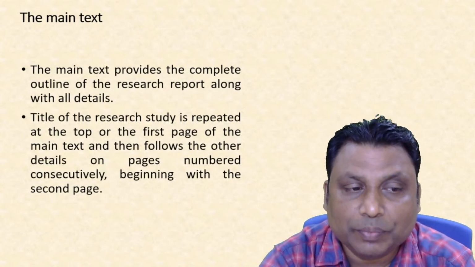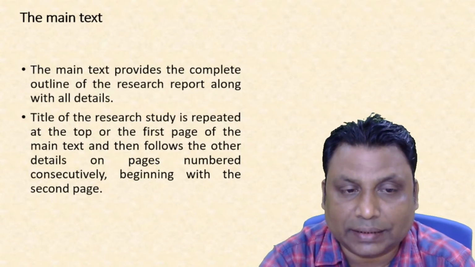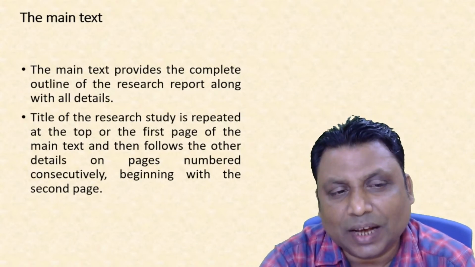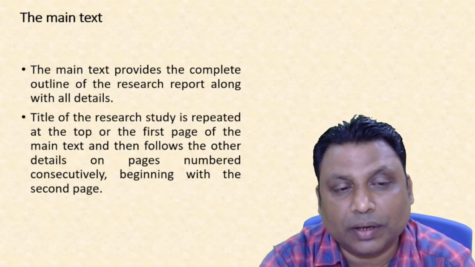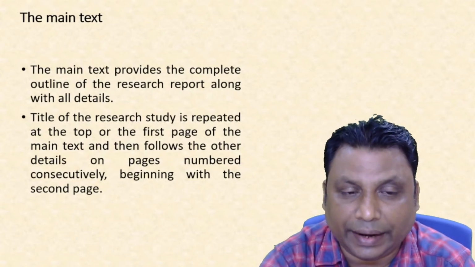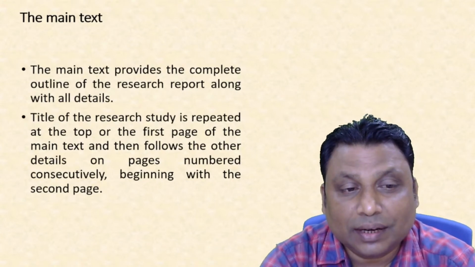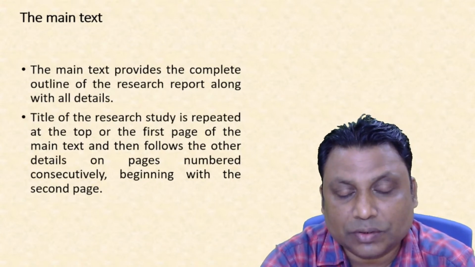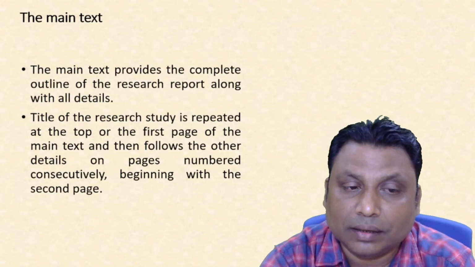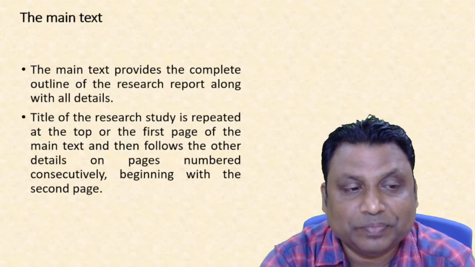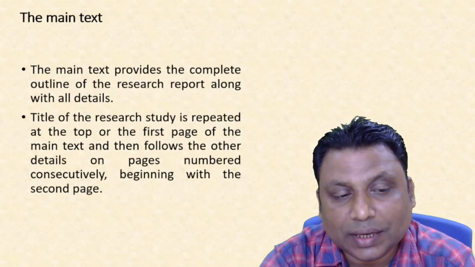Title of the research study is repeated at the top of the first page. So when you are writing the main text of any research report, after your table of contents, when you are writing, suppose introduction, chapter 1, chapter 2, chapter 3, up to the end, before the references or including the references also, in the right hand corner of the first page, you have to put the title of your research, and follow other details on page number consecutively beginning with the second page.